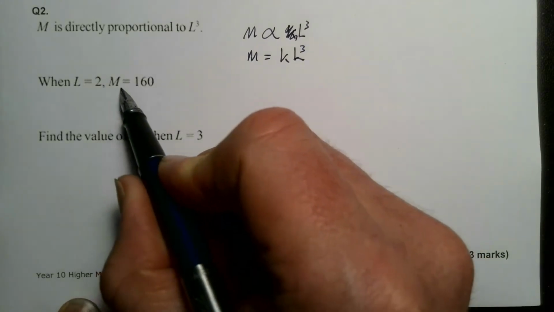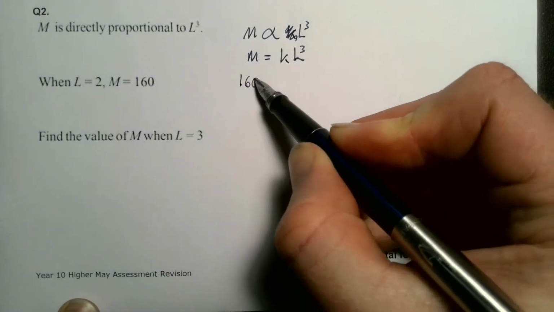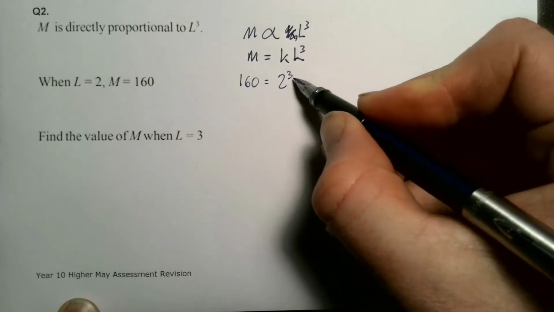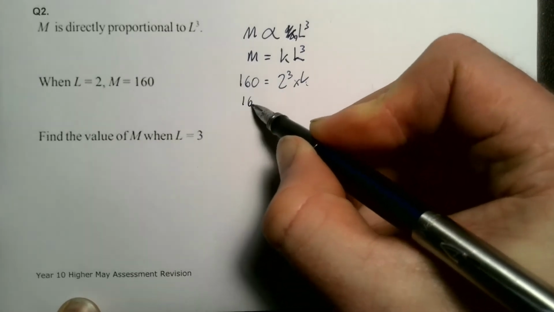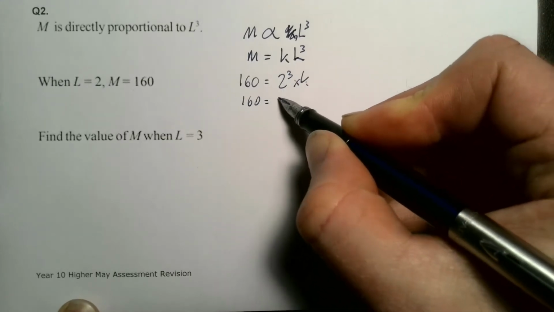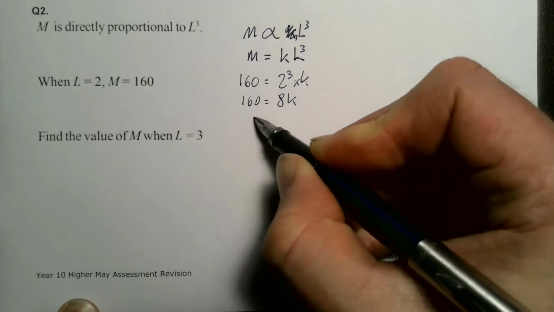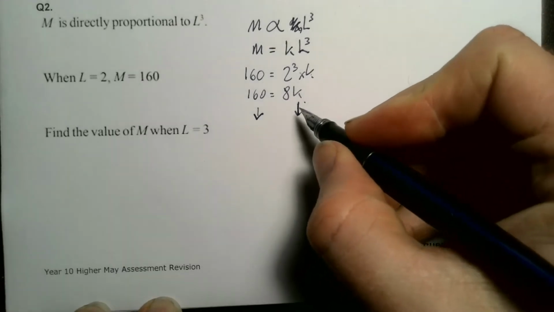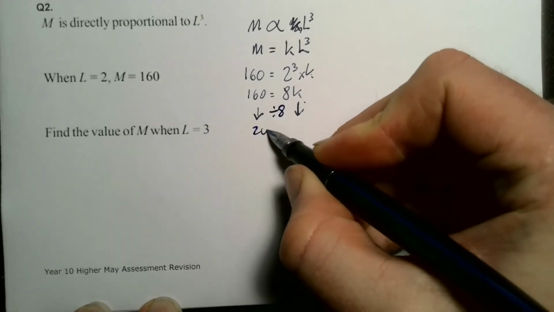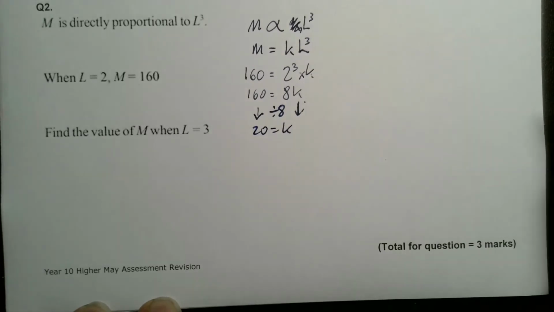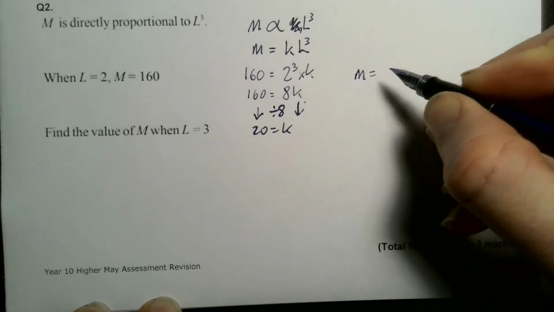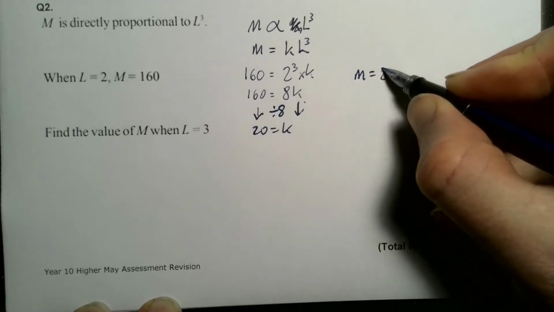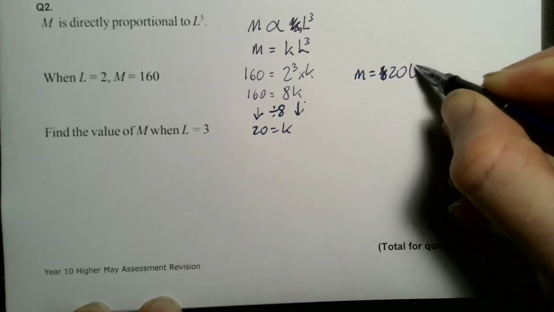To do that, we put these values that we know in. We know m is 160, we know L is 2, so it's going to be 2 cubed times k. So 160 is 8k, since 2 cubed is 8. To find out what k is, we divide by 8, and we get k being 20. So that means my formula for m, knowing L, is m equals 20 L cubed.